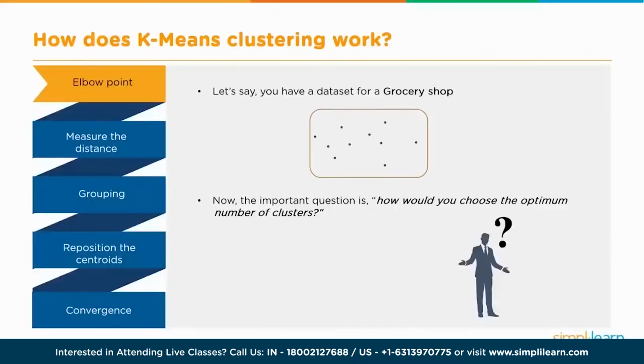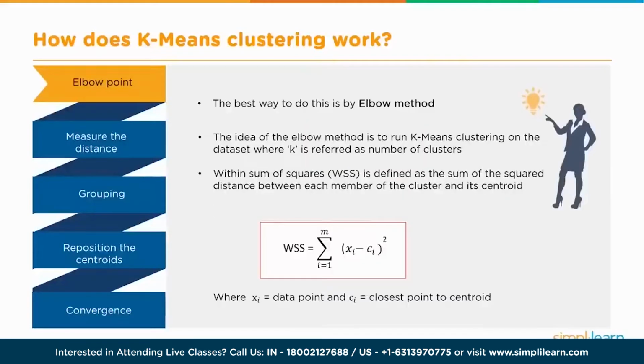Let's take an example. If we have a data set for a grocery shop. So let's say we have a data set for a grocery shop and now we want to find out how many clusters this has to be spread across. So how do we find the optimum number of clusters? There is a technique called the elbow method.